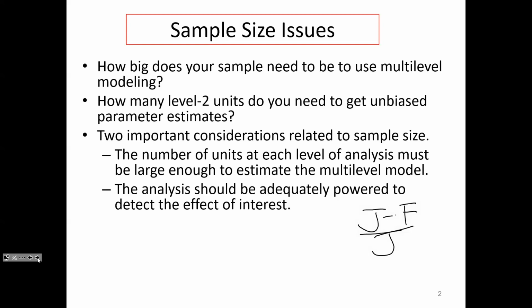Then the next threshold is, how many level 2 units do I need to get unbiased parameter estimates? Because if my parameter estimates are severely biased, that's not a good thing. That's a bad thing, and so we need to think about that. And then once I've got enough to run the model and to get unbiased estimates, the next question is, am I adequately powered to detect the effect of interest? Does all that make sense?